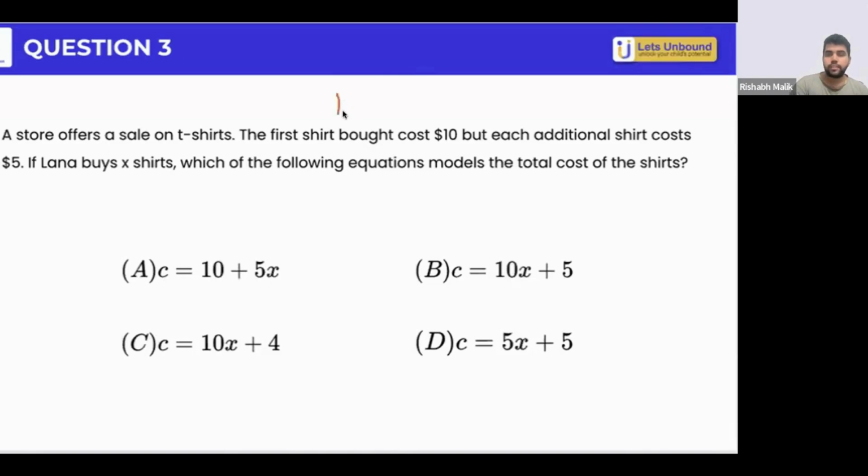For one shirt, the price is 10. So my point is (1, 10). I'll plug in one by one in each of these options, and see which one is giving me 10 when I plug in x as 1.